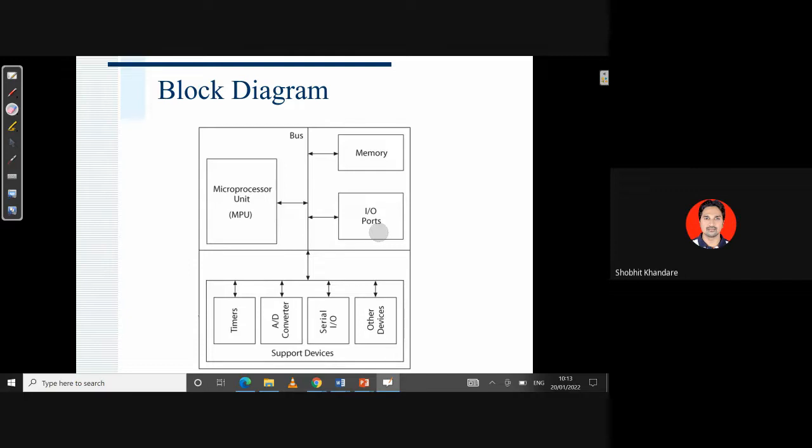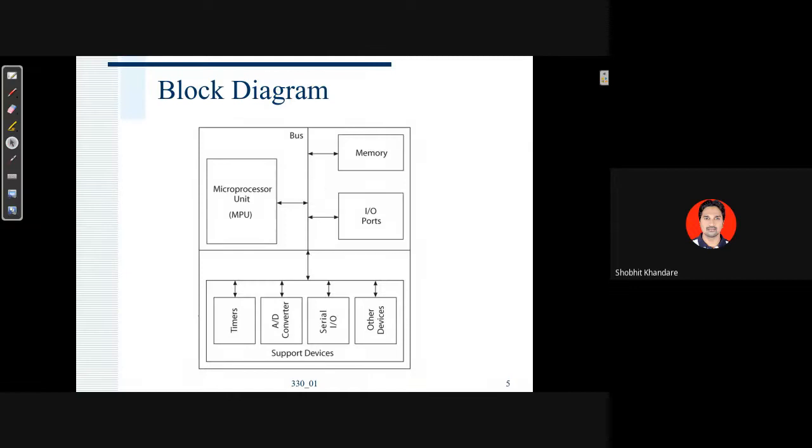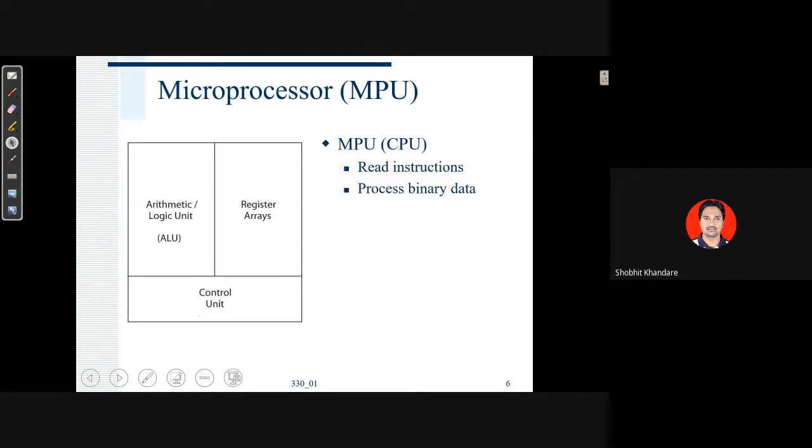So on a chip, you will be able to see everything: microprocessor, memory, IO ports, and all other supporting devices. Okay, so that is the meaning. Now, microprocessor we have already studied. The microprocessor contains your ALU, register array, and control unit. This is in short.